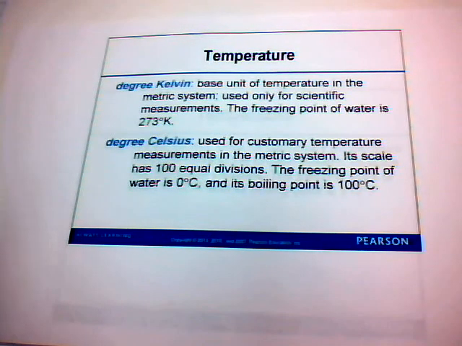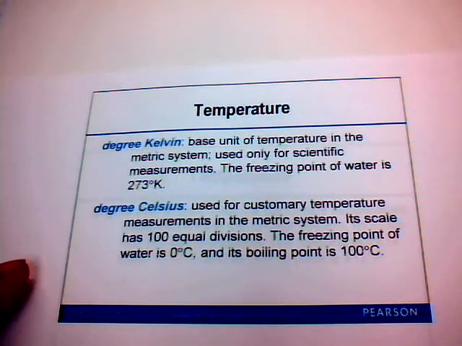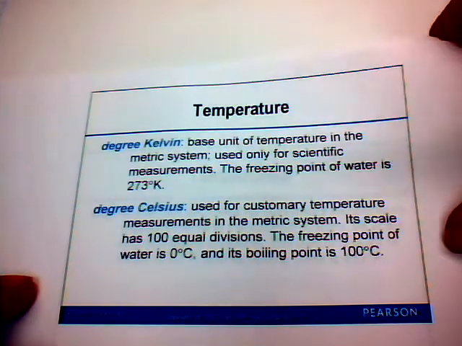Next, we'll talk about temperature, degrees Kelvin, and degrees Celsius. Degree Kelvin is the basic unit of temperature in the metric system, used only for scientific measurements. The freezing point of water is usually 273 degrees Kelvin. And degrees Celsius is the customary temperature measurement in the metric system. This scale has 100 equal divisions, so the freezing point of water is 0 degrees Celsius, and its boiling point is 100 degrees Celsius.